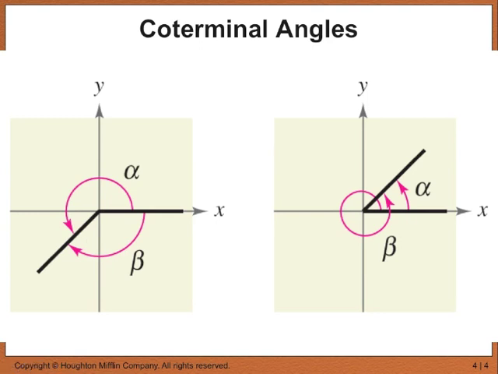The same is true over here. In this case, as you can see, both angles are going counterclockwise, so they're positive angles. But angle beta goes all the way around and then ends up with its terminal side in the same place as angle alpha. These are also coterminal angles.